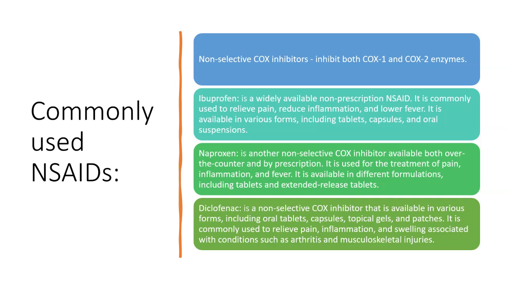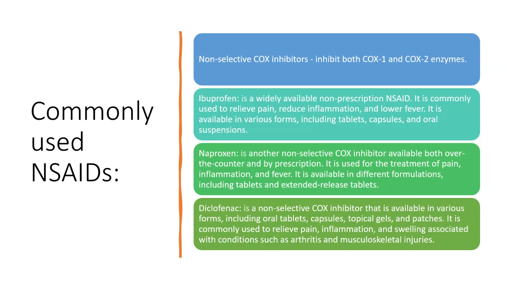Diclofenac is a non-selective COX inhibitor available in various forms, including oral tablets, capsules, topical gels, and patches. It is commonly used to relieve pain, inflammation, and swelling associated with conditions such as arthritis and musculoskeletal injuries. The topical forms of diclofenac are particularly useful for targeting specific areas of pain and inflammation with reduced systemic side effects. Understanding the different NSAIDs and their formulations helps in selecting the appropriate medication based on the specific needs of the patient. Whether managing chronic conditions like arthritis or addressing acute pain and inflammation, these NSAIDs provide versatile options for effective symptom relief.